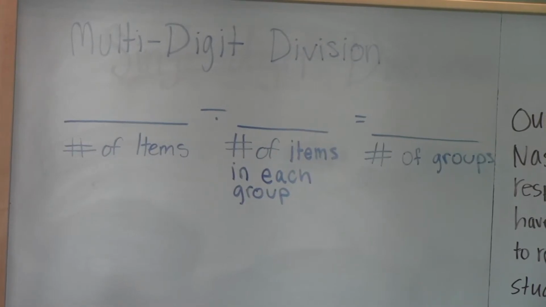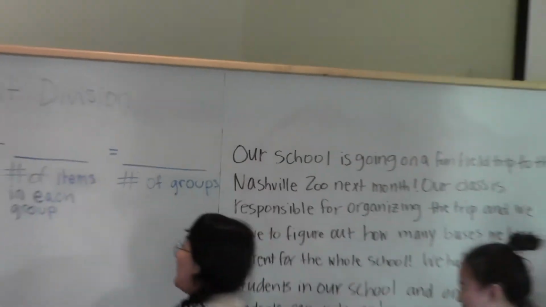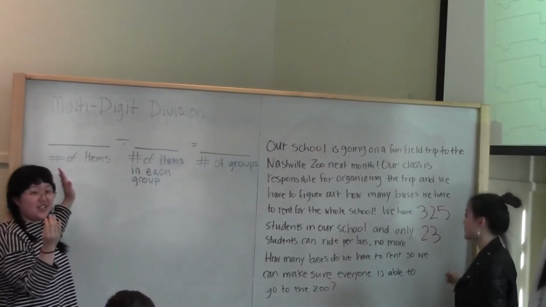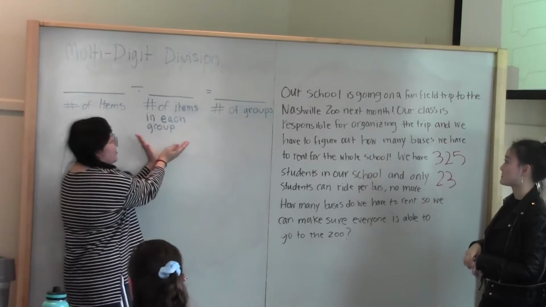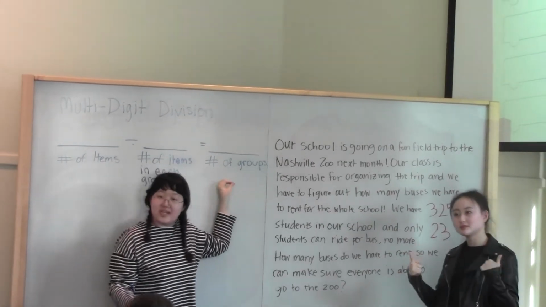We have two parts. Okay, wait, go over this again. We have the number of items, which is 325 students. We have the number of items in each group, which is 23, and so we're trying to find the number of groups, aka the number of buses that we are going to be needing for a trip.